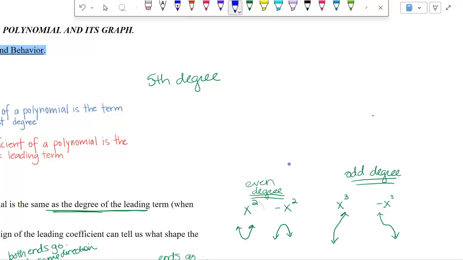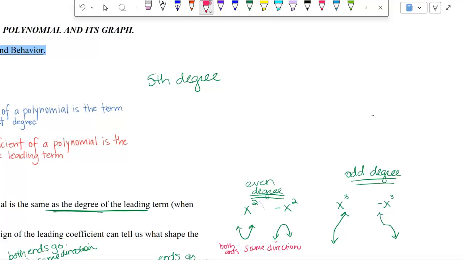Now, if we had negative x squared, all we're doing is flipping it over the x-axis, and instead of both ends going up, now both ends are going to go down. So I want you to notice that in an even degree, both ends are going to go in the same direction.